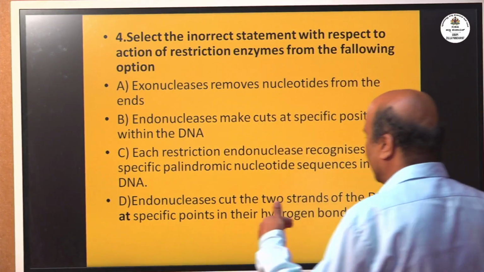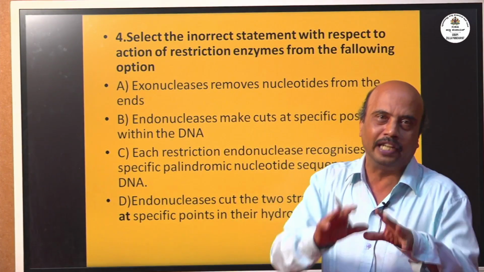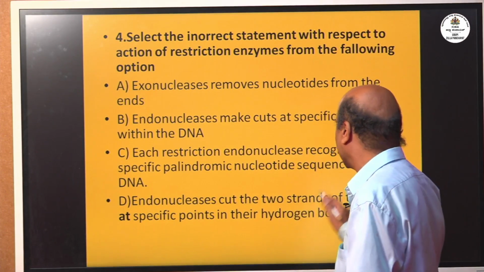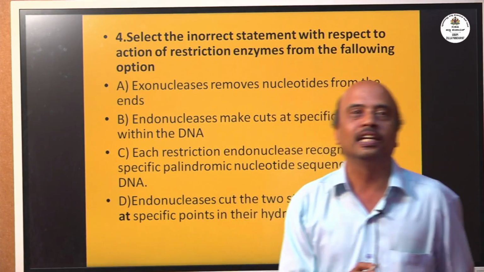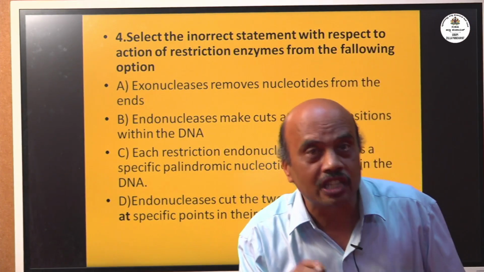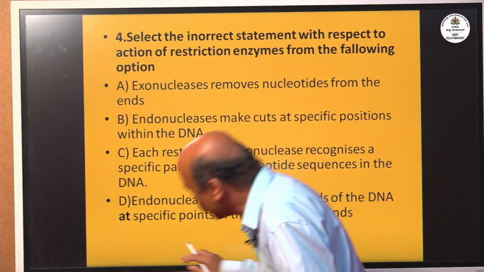So what is the correct statement that we make from D? Endonucleases cut the two strands of DNA at specific points in their phosphodiester backbone, phosphodiester bonds. Okay. Then we move on to the next question.